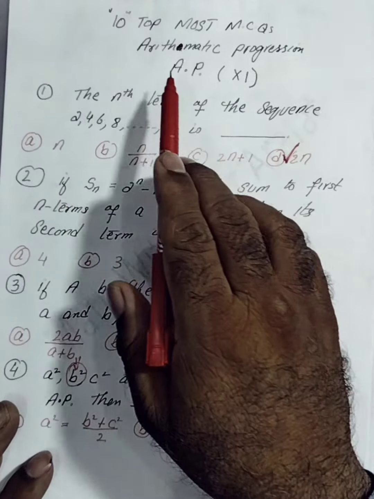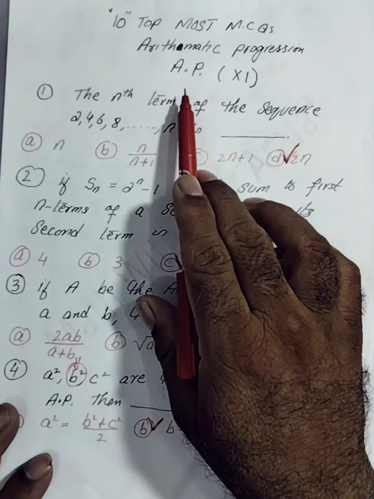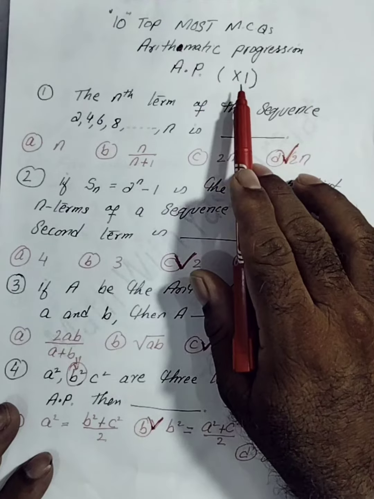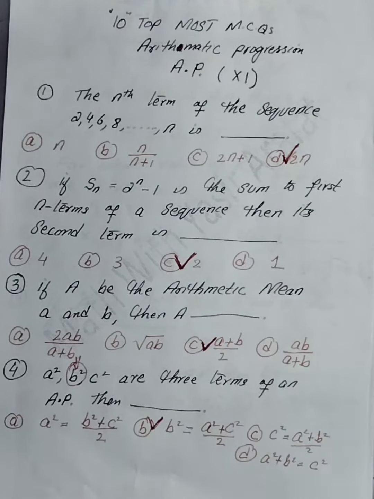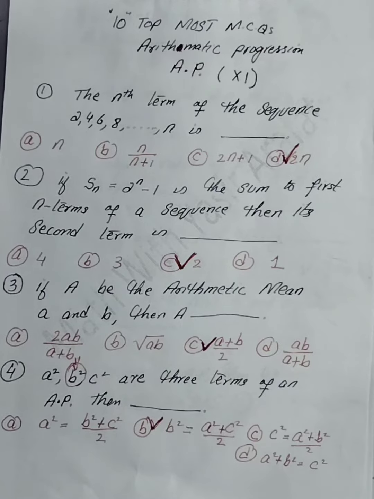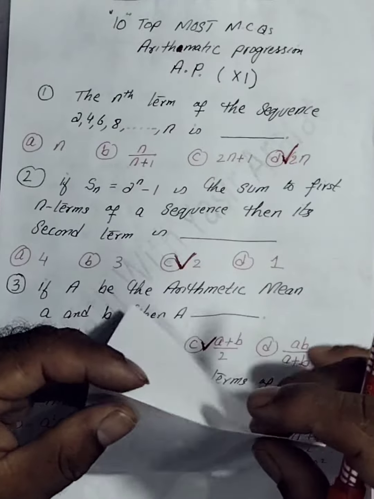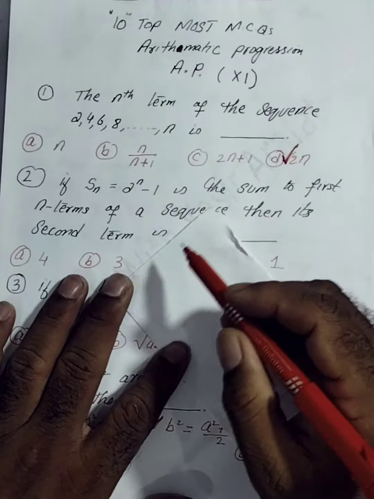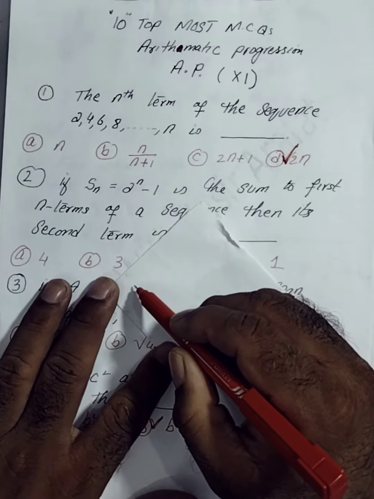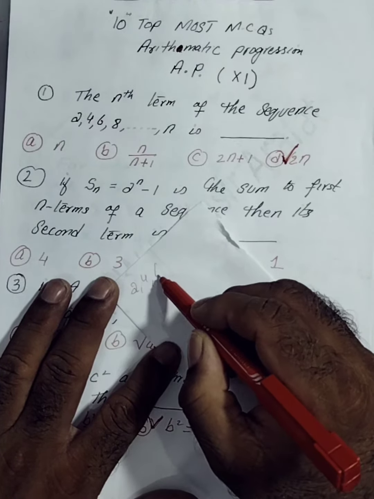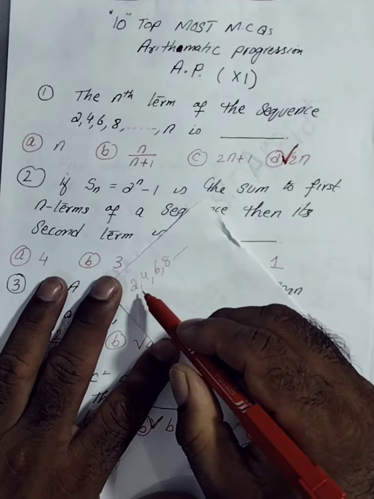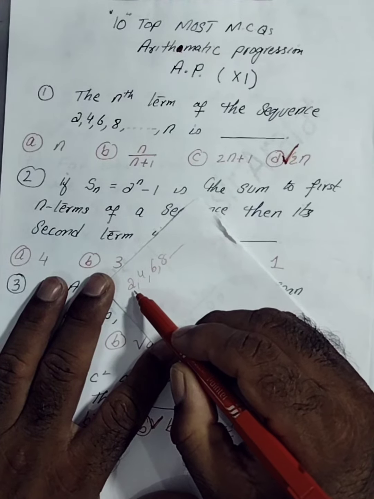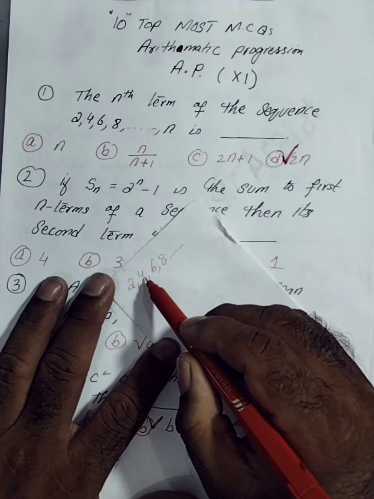We have to discuss the 10 most important MCQs of arithmetic progression, AP, for first year. So here is the nth term of the sequence 2, 4, 6, 8 up to n. First we have to calculate the common difference: 4 minus 2 is 2, 6 minus 4 is 2.